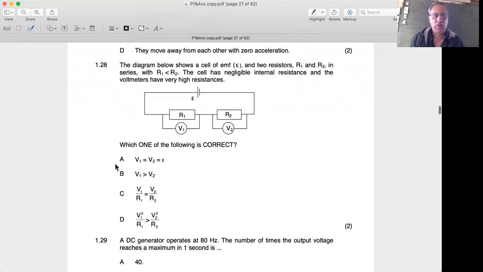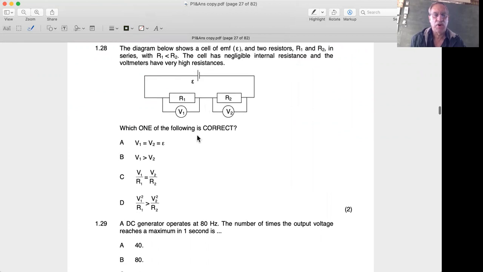Okay, this diagram below represents a cell of EMF epsilon, and two resistors R1 and R2 in series with R1 less than R2. The cell has negligible internal resistance and the voltmeters have very high resistance, like all voltmeters do. Which one of the following is correct? V1 is equal to V2? No, R1 is less than R2, so the voltage is always greater across R2 than R1.